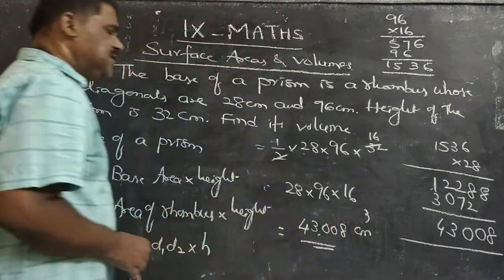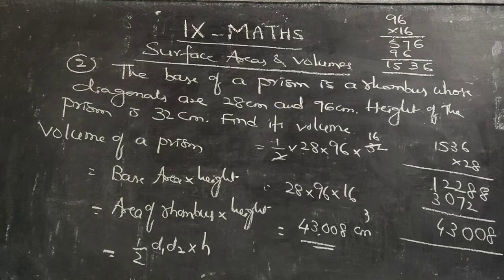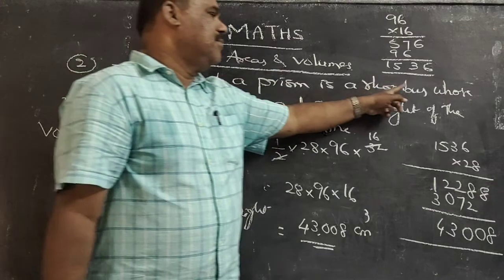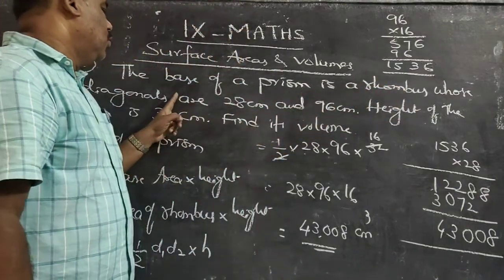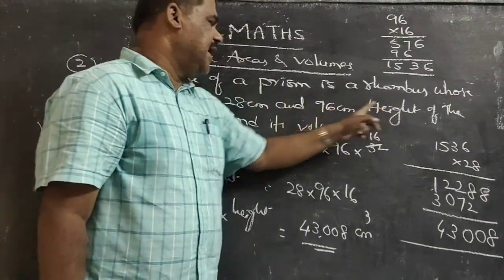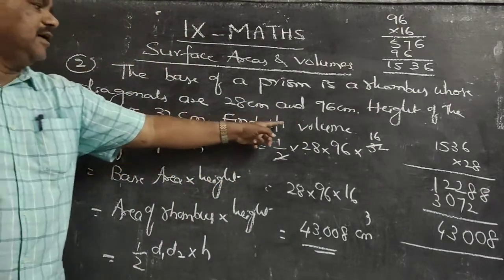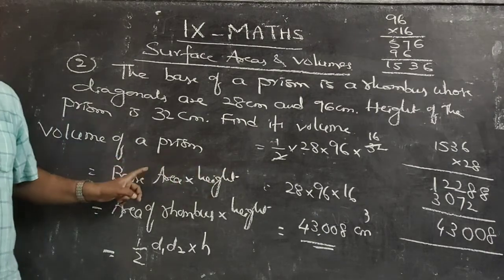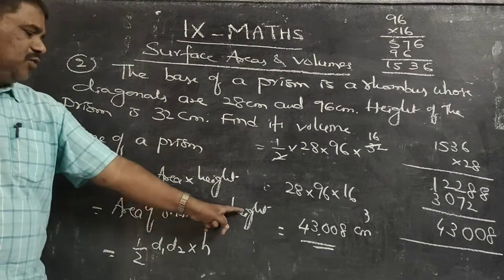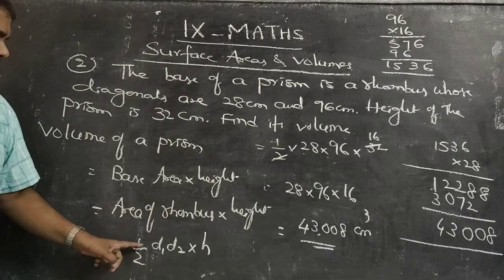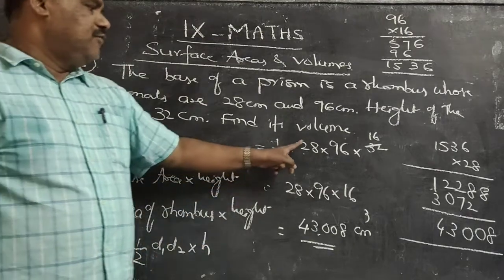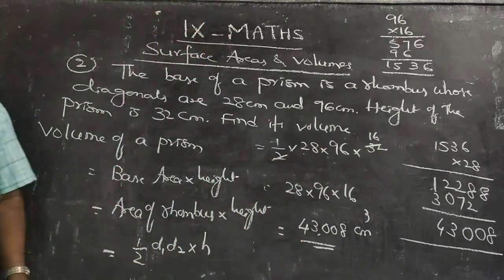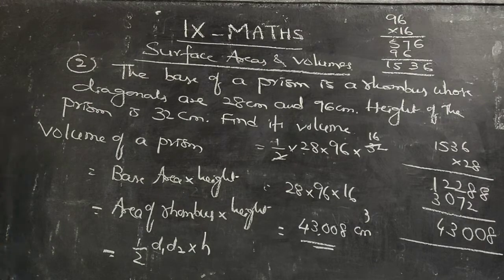So volume of the prism is 43,008 cubic centimeters. Here for a prism base is a rhombus whose diagonals are 28 and 96. Height of the prism is given. We should find volume of the prism. Volume of any prism formula is base area into height. Base is a rhombus, so area of the rhombus into height. Area of the rhombus formula is half d1 d2 into height. If you substitute diagonals and height, we will get the volume of a prism, 43,008 cubic centimeters.